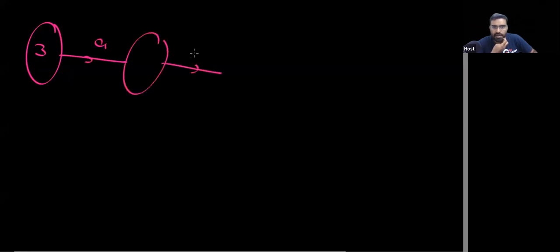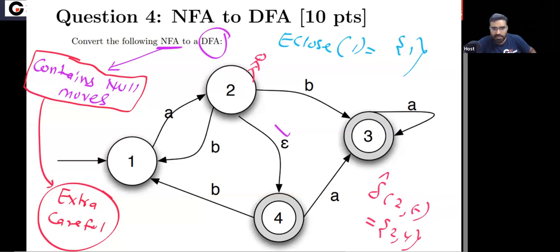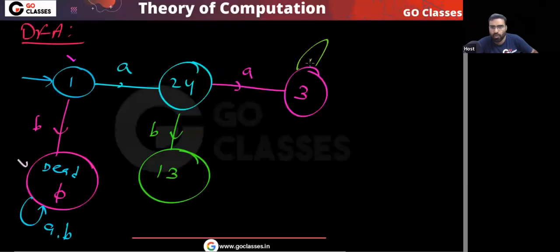On symbol A, and then null transition. So state 3 on symbol A, just look at the edges only. You will go to 3, and then for free you will go to 3. So I can say there is a self loop on symbol A.